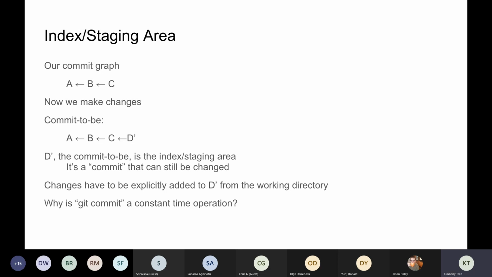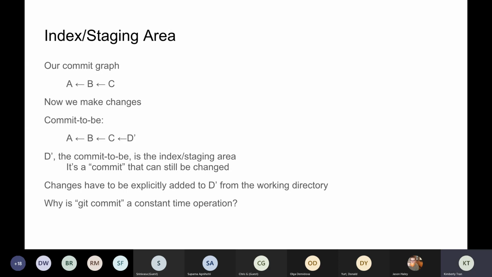And this is actually why git commit is a constant time operation. You can test it out by yourself by, say, cloning the Linux source code repository, deleting the git repo, and then re-adding everything. You'll find that git commit happens instantaneously, no matter how many files you have, because the commit is already built, and all it's doing is flipping a bit to make that a commit that's no longer editable. So that's the staging area.